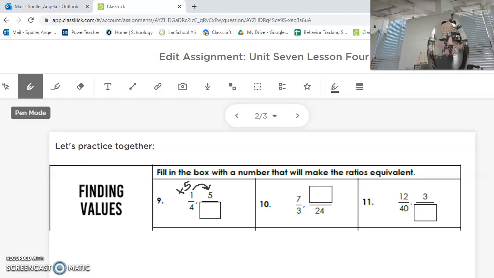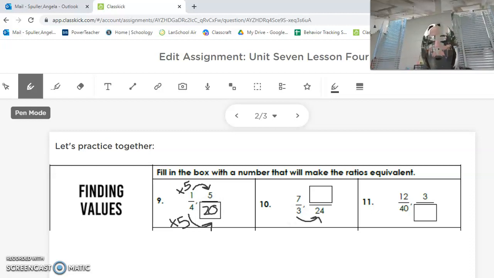So if I multiply by 5 at the top, I also have to multiply by 5 at the bottom, because equivalent means I did the same to both the top and the bottom, both parts of the ratio. So 4 times 5 is 20. Good job. All right, let's look at this next one.